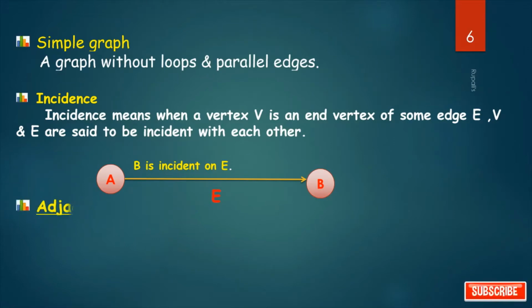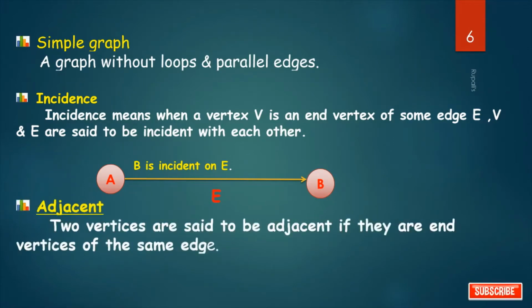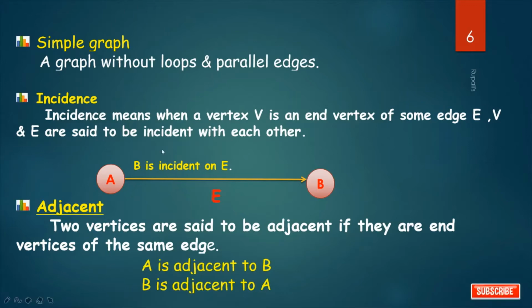Next, adjacent. Two vertices are said to be adjacent if they are end vertices of the same edge. So we can say A is adjacent to B and B is adjacent to A because they are end vertices of the same edge. So A is adjacent to B and B is also adjacent to A.